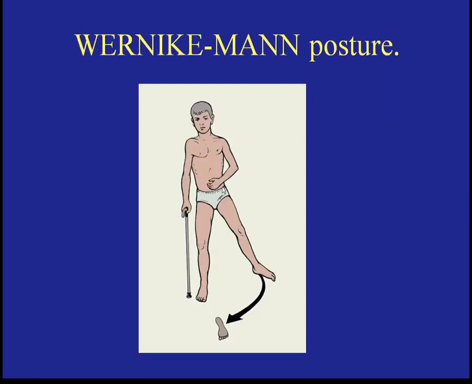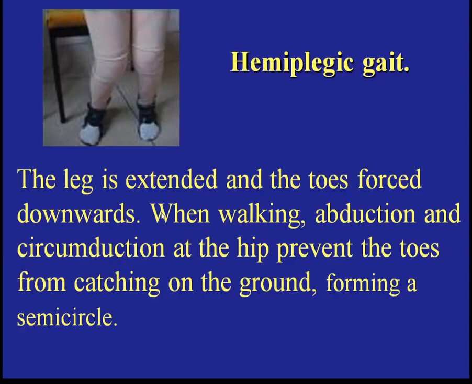Hyperflexion of arm and hyperextension of leg. And this patient is after a pathological process, for example, stroke in the contralateral, in this case right, side of the brain. In this case, with the leg in hyperextended position, our patients with spastic hemiplegia have hemiplegic gait. The leg is extended and the toes forced downwards. When walking, abduction and circumduction at the hip prevent the toes from catching on the ground, forming a semicircle.